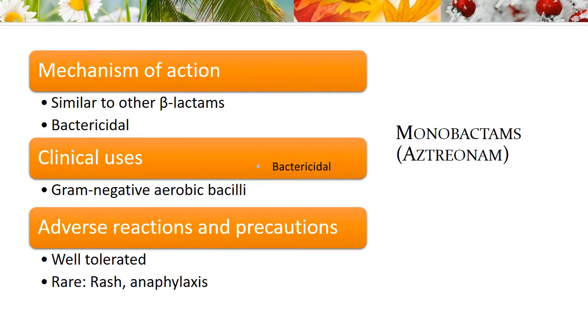Monobactams. Aztreonam is a synthetic monocyclic beta-lactam antibiotic. It is the only commercially available agent belonging to this class of antibiotics. The mechanism of action is similar to other beta-lactams in that it inhibits cell wall activity, and it also exhibits bactericidal activity.